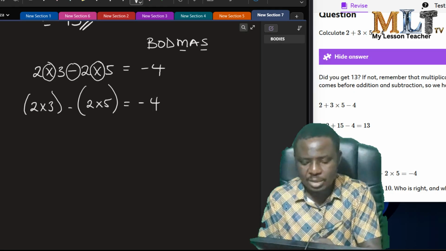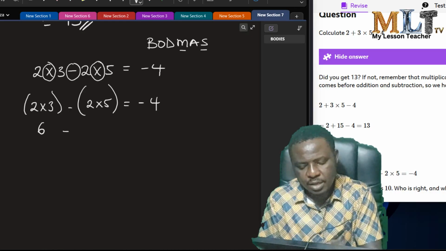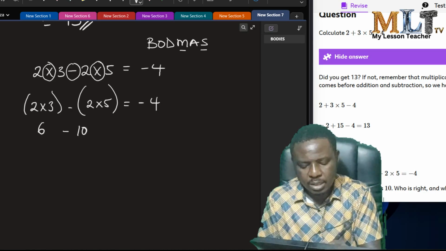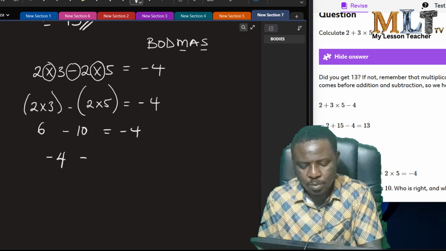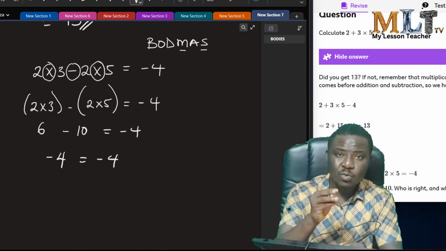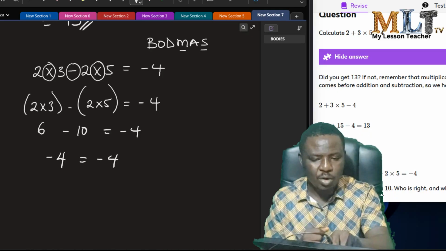What is 2 times 3? 2 times 3 is 6, minus 2 times 5 is 10. Is it equal to minus 4? Let's see. 6 minus 10 is equal to minus 4. So minus 4 is equal to minus 4. So the person who gave us the answer as minus 4 is correct.